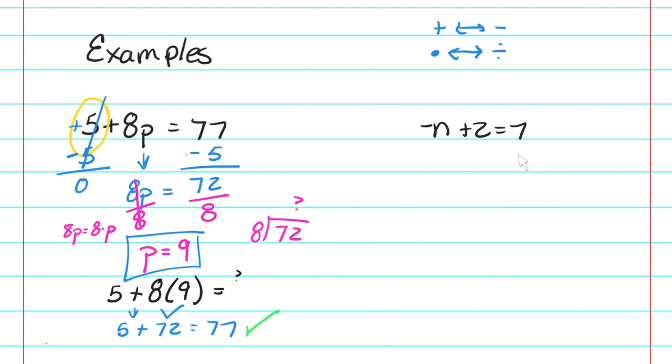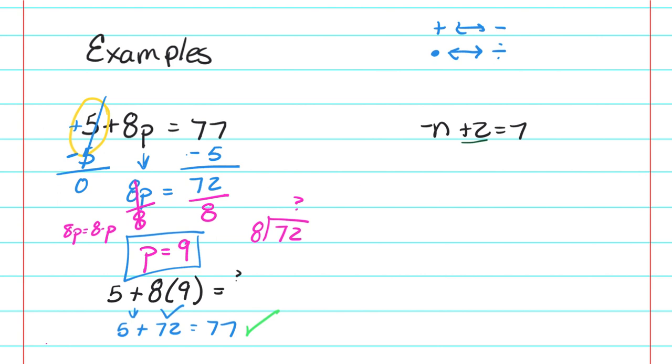Now looking at our next example over here, I have negative n plus 2 equals 7. So remember, negative n really means negative 1n, okay? So the first thing I want to do is get everything away that's done by addition or subtraction. I want to leave my variable, my n, on one side, and I want to get everything else to the other side. Remember, if I do something to one side, I have to do it to the other. So right here, I have plus 2.